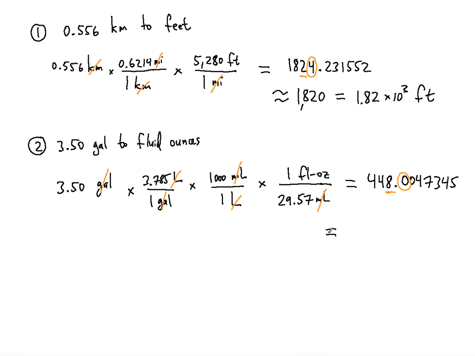So this is equal to 448 fluid ounces. And why am I not doing 4.48 times 10 to the 2? Because there's no ambiguity. If this were a 400 number, then that would be ambiguous, and we would have to use scientific notation. But since all of these numbers are non-zero, there's no confusion. So you could just leave it as 448 fluid ounces, and this is still 3 significant figures.